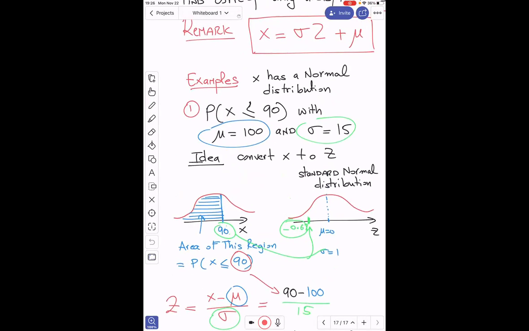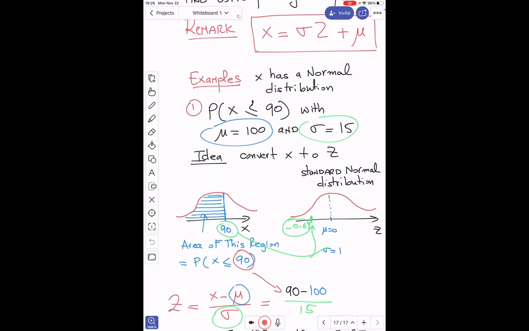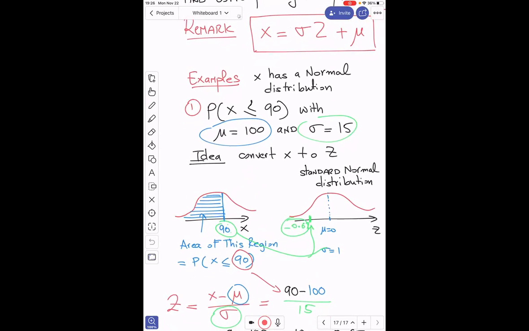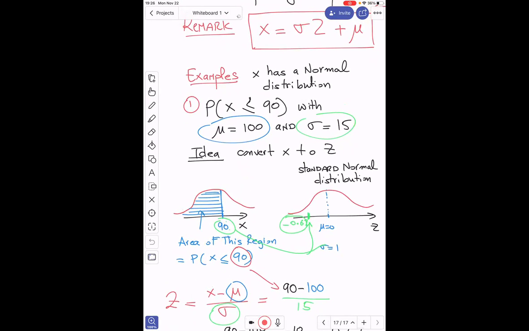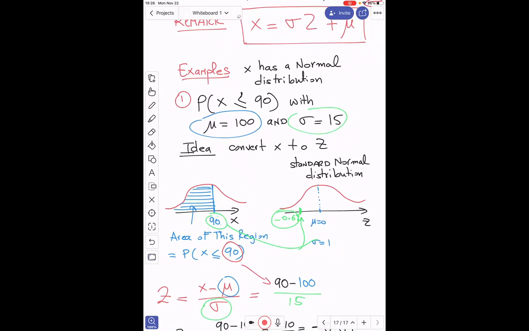here in this probability, your variable x has a normal distribution. It's not the standard normal distribution, right? So we cannot use the table. The table is for a standard normal distribution where the mean is 0 and the standard deviation is 1. So for this variable x, the mean is actually 100, and the standard deviation is actually 15.